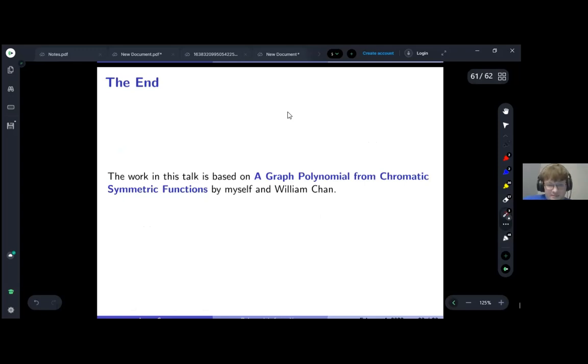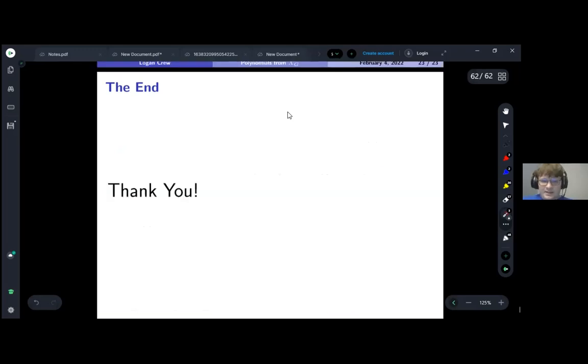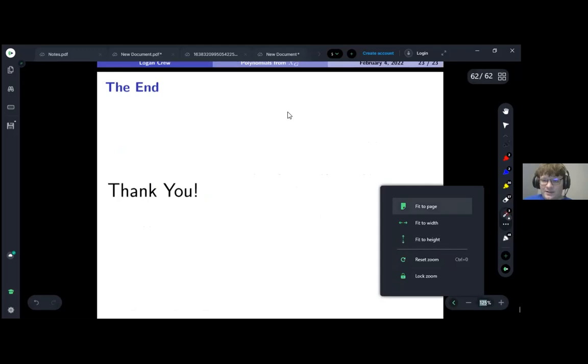This work comes from this paper, A Graph Polynomial from Chromatic Symmetric Functions, by myself and William Chan. It's on the arXiv. And thank you so much for coming.